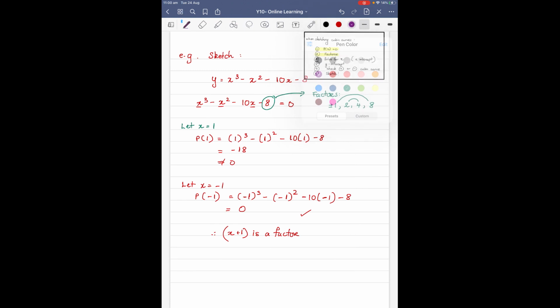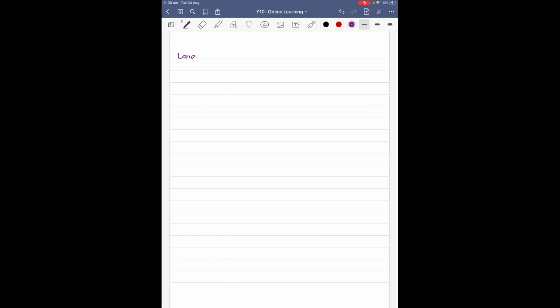So long division. We have x plus 1, and we're going to divide into x cubed minus x squared minus 10x minus 8. So first thing, we check our powers are descending: 3, 2, and 1. Yes, let's get straight into long division. So this times x has to give you x cubed. We know x squared times x gives you x cubed. x squared times 1 gives you positive x squared. Subtract it.